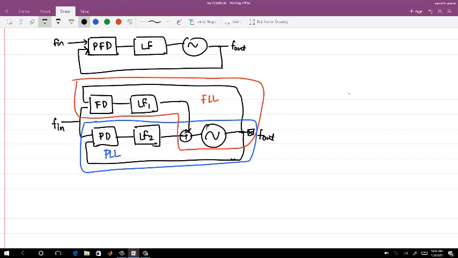If both the loops are trying to do the same thing with the same bandwidth, then you will have trouble whether you lock or not. Means you try to recover the phase, and in that you change the frequency, so then the frequency gets changed. So that needs to be monitored. That is a kind of problem if you are trying to do the dual loop architecture. But this is also used quite often depending on the application.